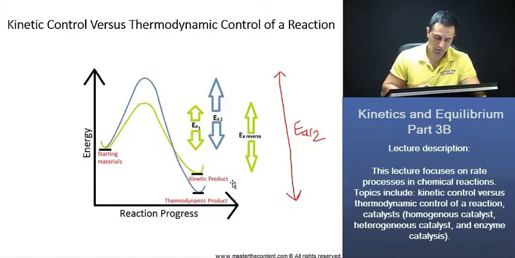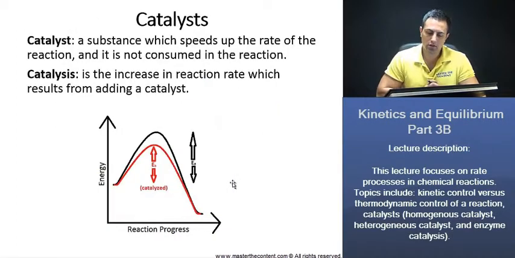Now let's move on to our next slide. Let's take a look at catalysts. Let's begin here with a definition. Catalyst, a substance which speeds up the rate of the reaction and it's not consumed in the reaction. And how does the catalyst speed up the rate of the reaction? Well, it lowers the activation energy as we see here, right? This is lower than this one.